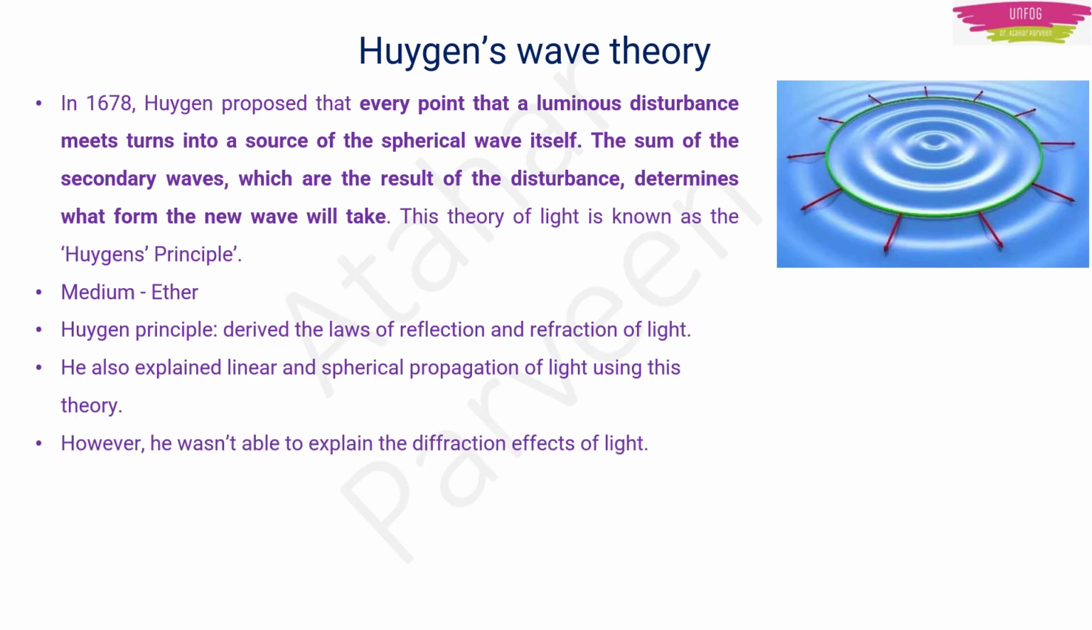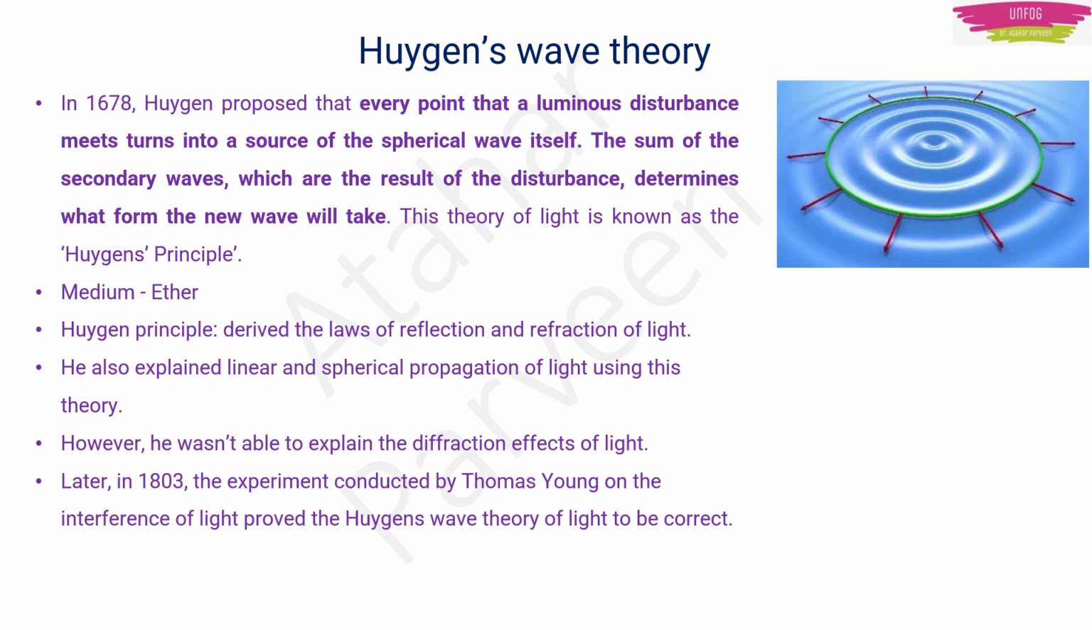But at that time, he was not able to explain diffraction. He explained reflection and refraction, but he could not explain diffraction at that time. But using his theory only, later, Thomas Young in 1803, after more than 1.5 century, there is a famous Young's double slit experiment. He showed that it is possible. The interference or the diffraction is possible using wave theory of light, the Huygens wave theory of light.